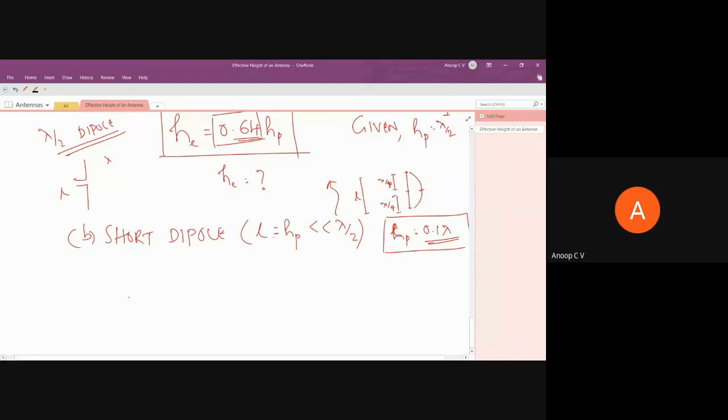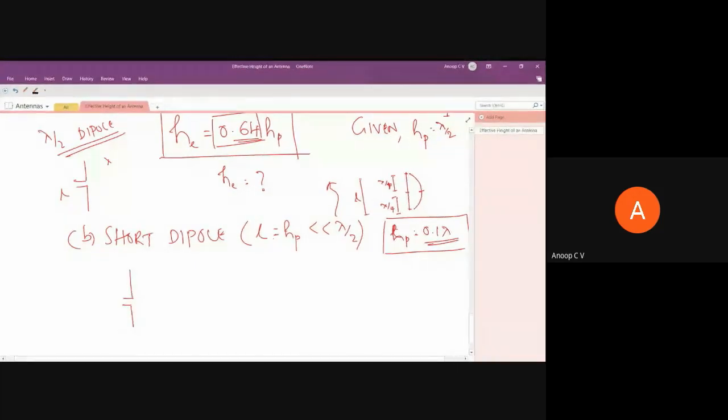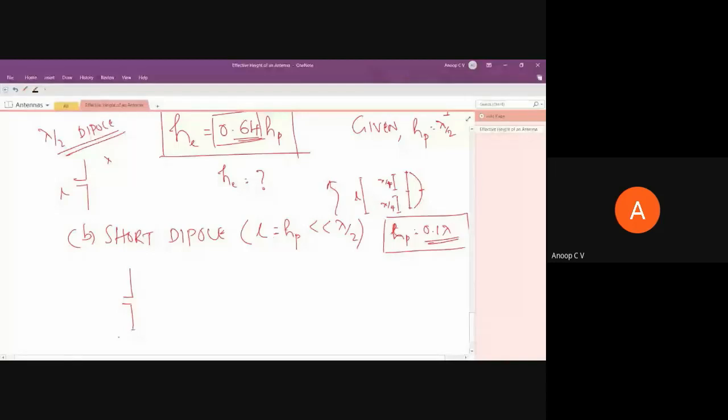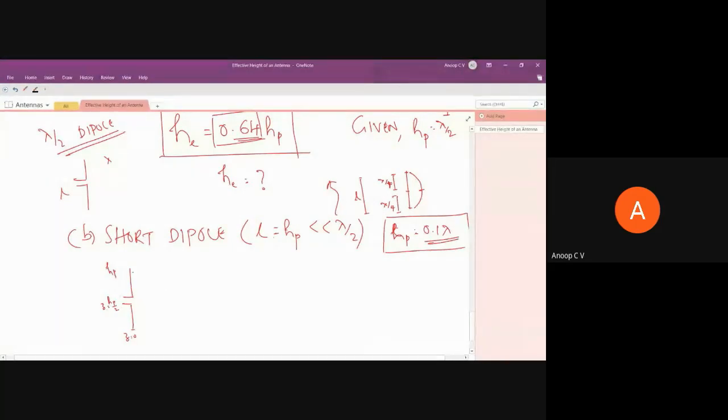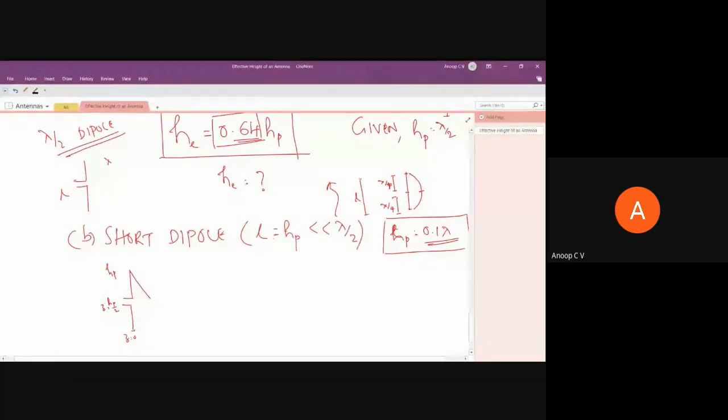So in a short dipole, the current distribution will be, you can see, if this is placed along z-axis, this is z is equal to 0, and this is z is equal to hp by 2, and this is z is equal to hp, or L by 2 or whatever. The current distribution will be like this. It will be linear.